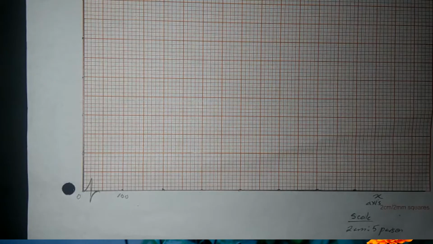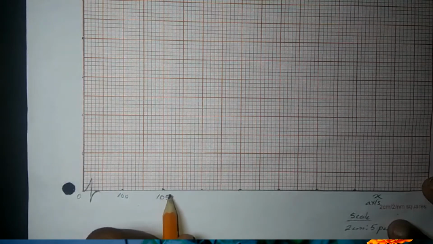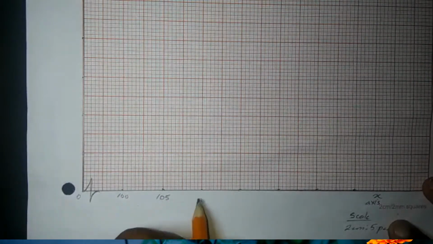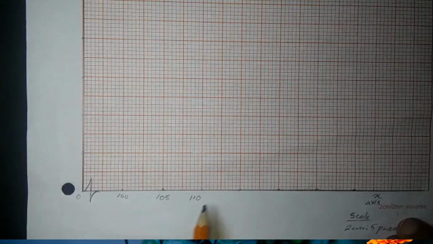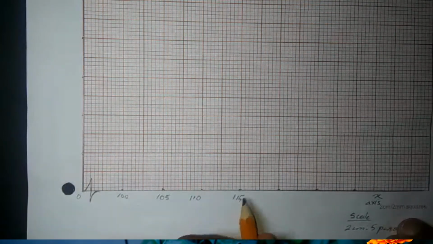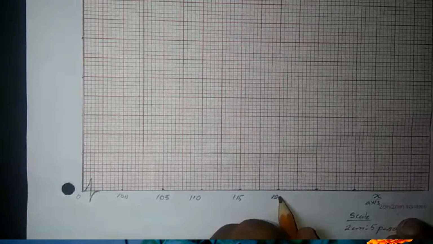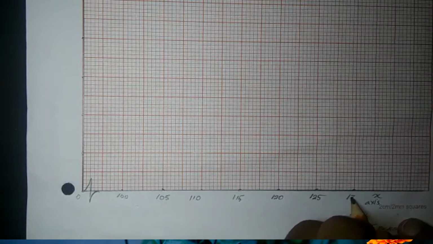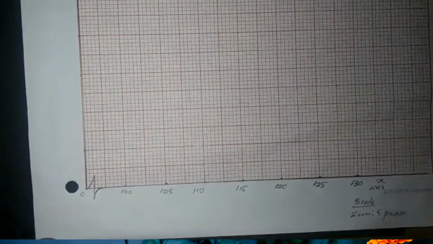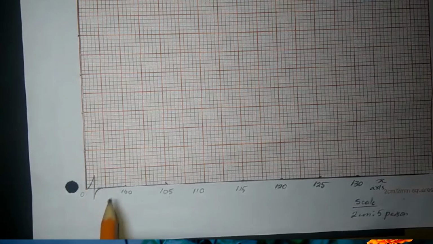Now remember, every 2 centimeters I'm going up by 5. So if I start at 100, 5 plus 100 will give me 105. And 105 plus 5 more will give me 110. 110 plus 5 gives us 115. 115 plus 5 gives us 120. 120 and 5 will give us 125. And the last one is 130. Great. Now, this is what the break does. The break basically saves us some space on our graph paper.